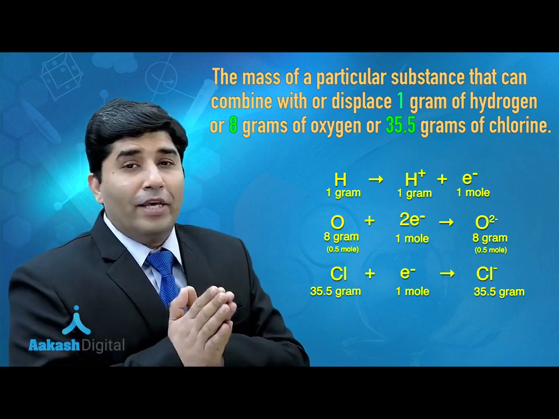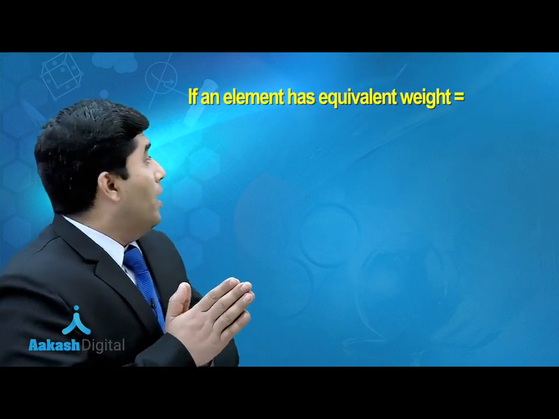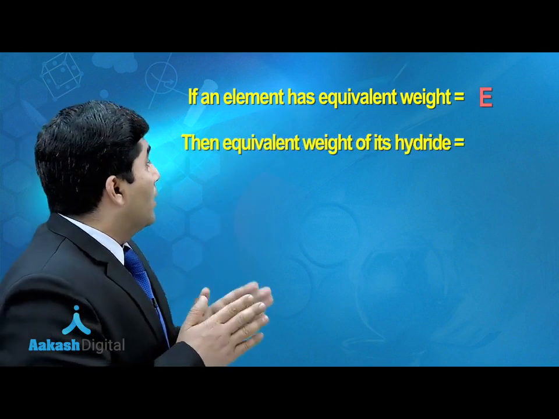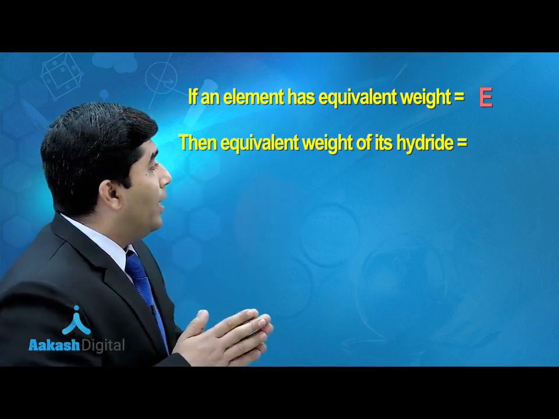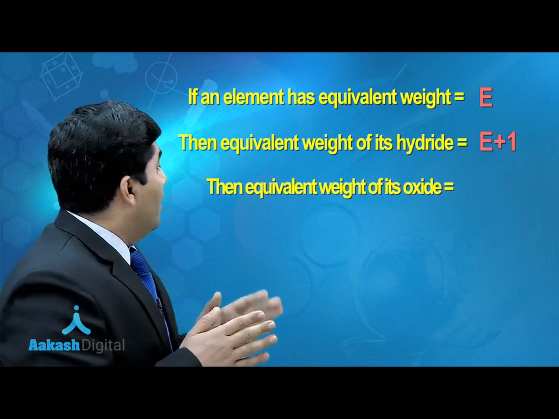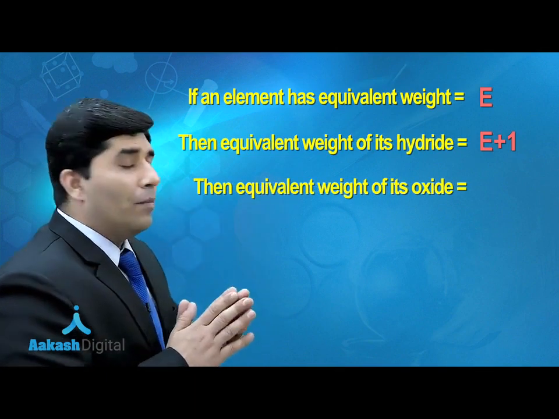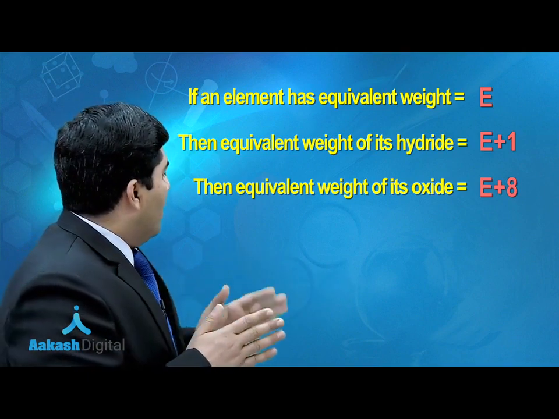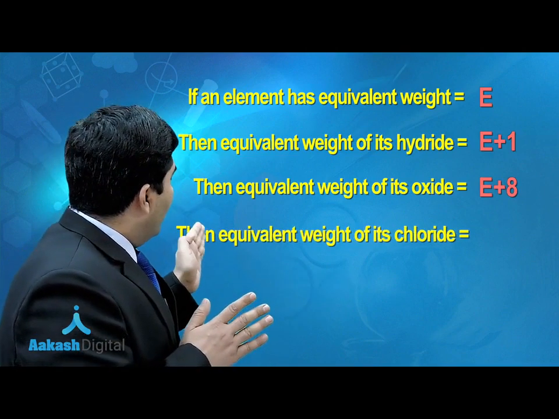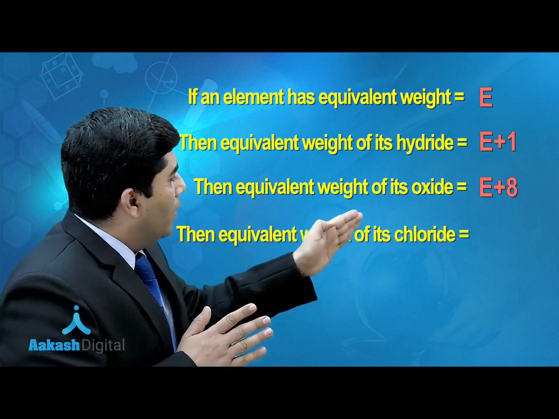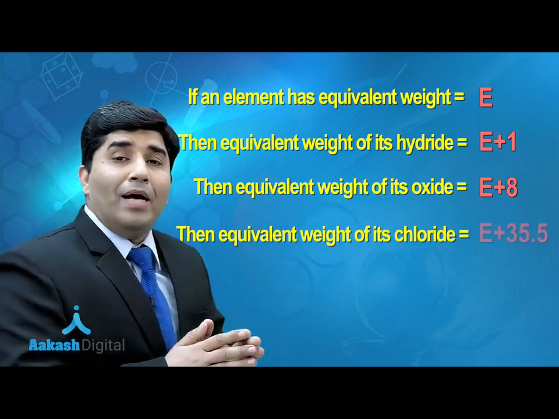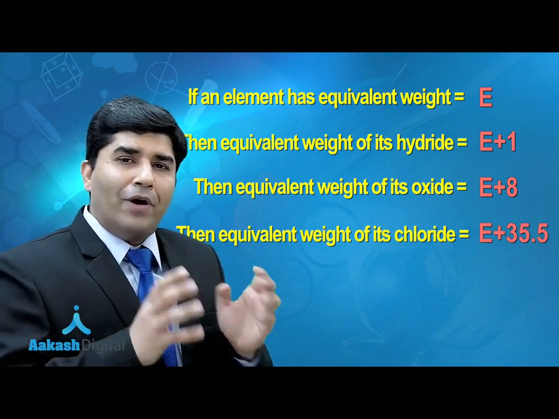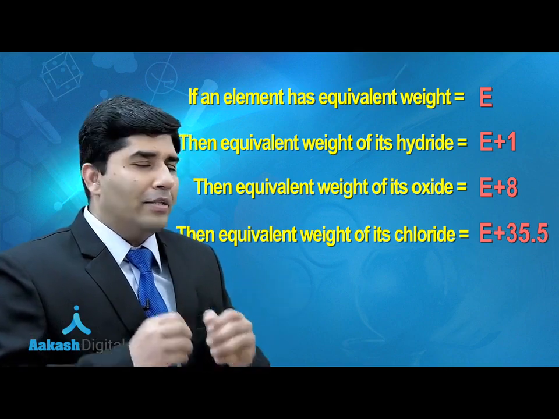Now, how to find out the equivalent weight of the compounds? If the equivalent weight of an element is equal to E, then the equivalent weight of its hydride will be E plus 1. The equivalent weight of its oxide will be E plus 8. We will directly add the equivalent weights. And the equivalent weight of chloride will be equal to E plus 35.5. So that's how we find the equivalent weight of the compounds.